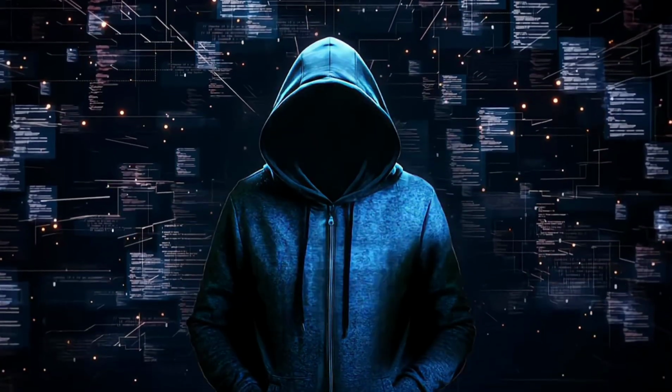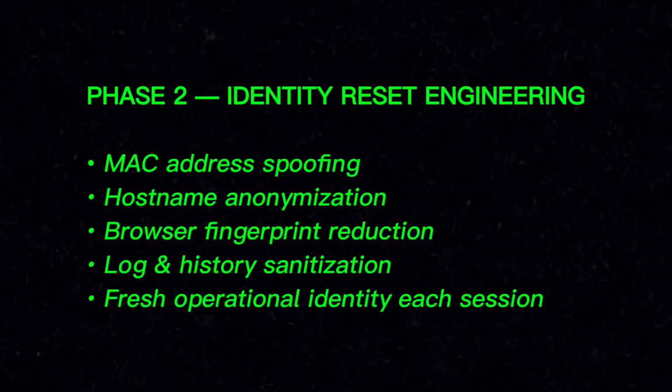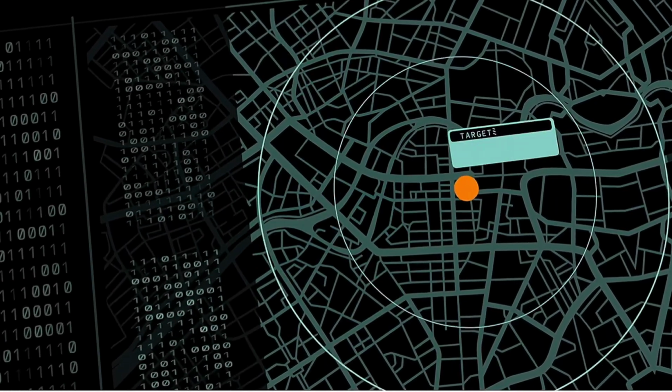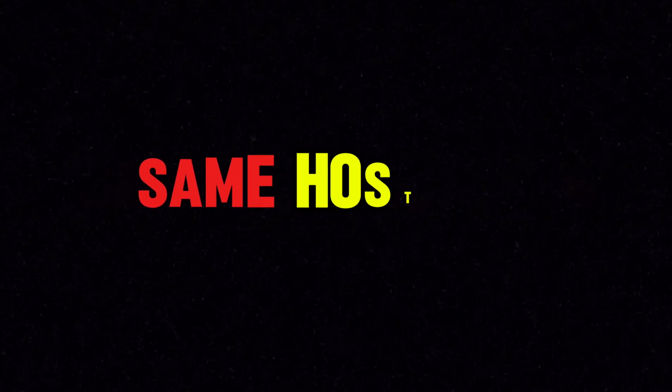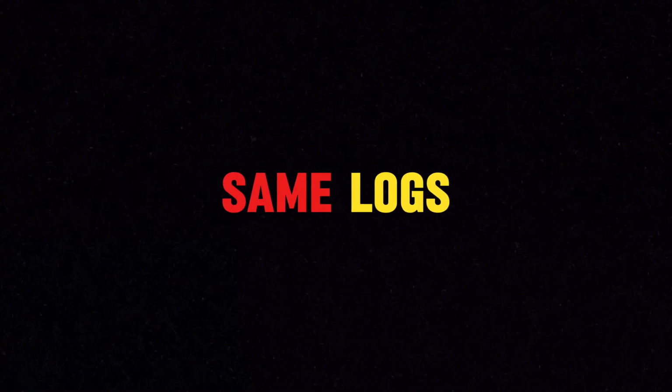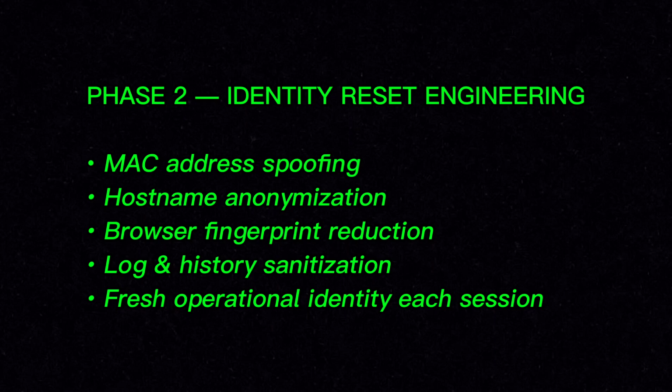The more distance you put between you and your connection point, the harder it becomes to trace anything back to a real person. Now we move into Phase 2. Phase 2 is where we wipe the device identity clean and replace it with a brand new one. Your system can be silent but still traceable if it keeps the same MAC address, the same hostname, the same browser fingerprint, and the same logs every time it boots. So Phase 2 is about destroying that fixed identity and rebuilding a fresh one every session.